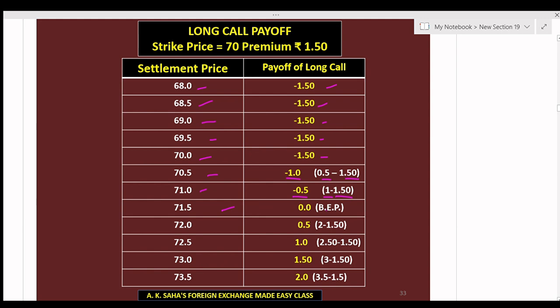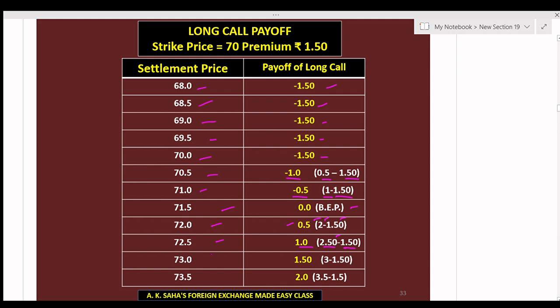At 71.50, it is the break-even point, that is he makes a profit of 1.5 and the premium paid is 1.5, that is equal to no profit or no loss. At 72, the profit will be 0.5, that is equal to 2 minus 1.5 is equal to 0.5. At 72.50, the profit from the strike price will be 2.5 minus the premium paid 1.5, it will be 1.